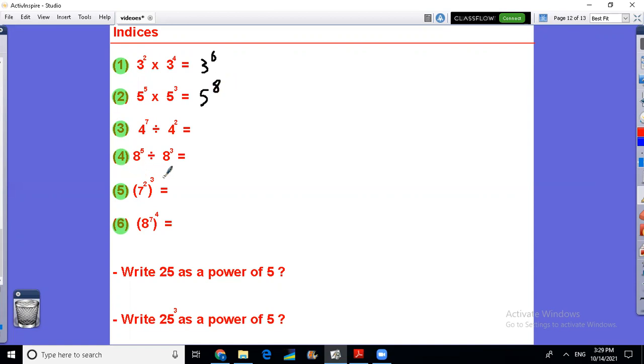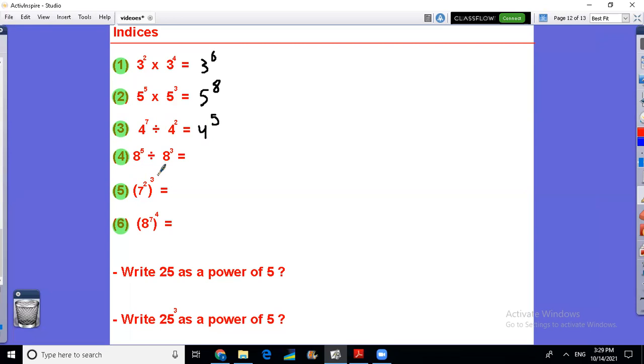What about division? Is it the same thing also like multiplication? Almost the same, but since this is division and this is multiplication, what we've done in multiplication, adding the powers here, we're going to do subtracting in the powers. So 4 to the power of 7 divided by 4 squared is going to be 4 to the power of 5.